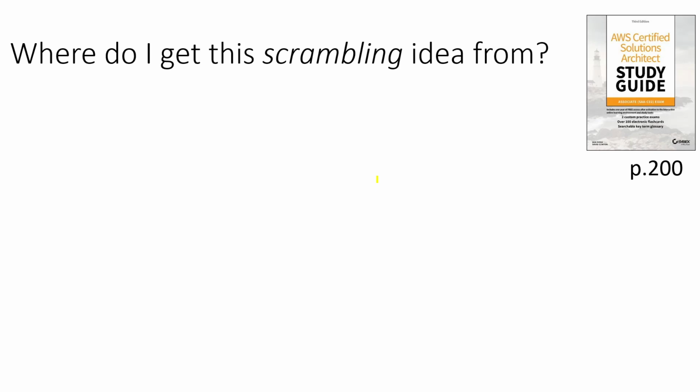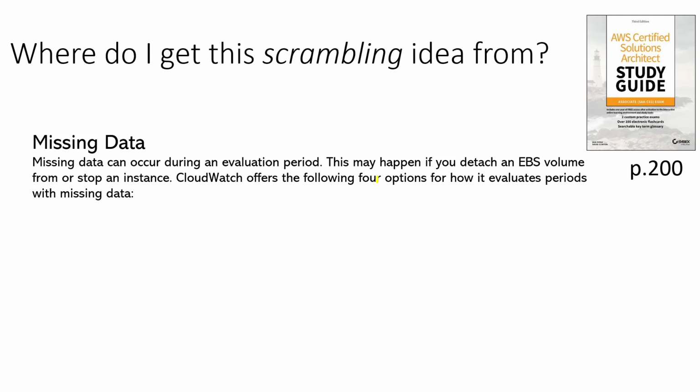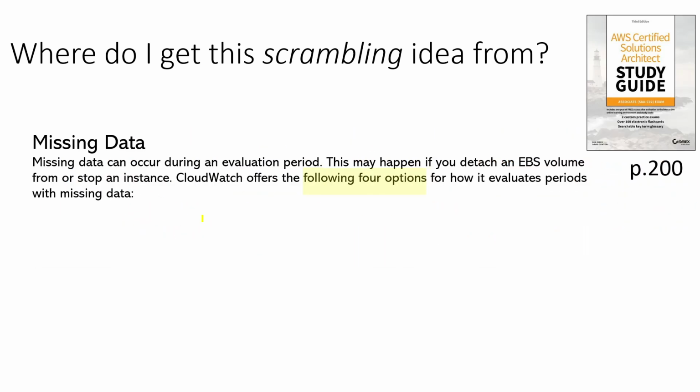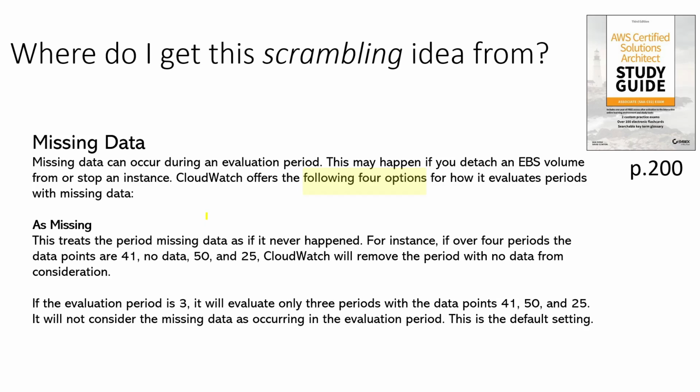Well, in this book by Ben Piper and David Clinton on page 200, they have this page where they say missing data can occur. This may happen if you detach an EBS volume or stop an instance, and they say we've got these following 4 options, which is equivalent to this part in the docs where they say you can do any of the following: not breaching, ignore, missing. And so they start by explaining TAM, or treat as missing, and they say this treats the period missing data as if it never happened.